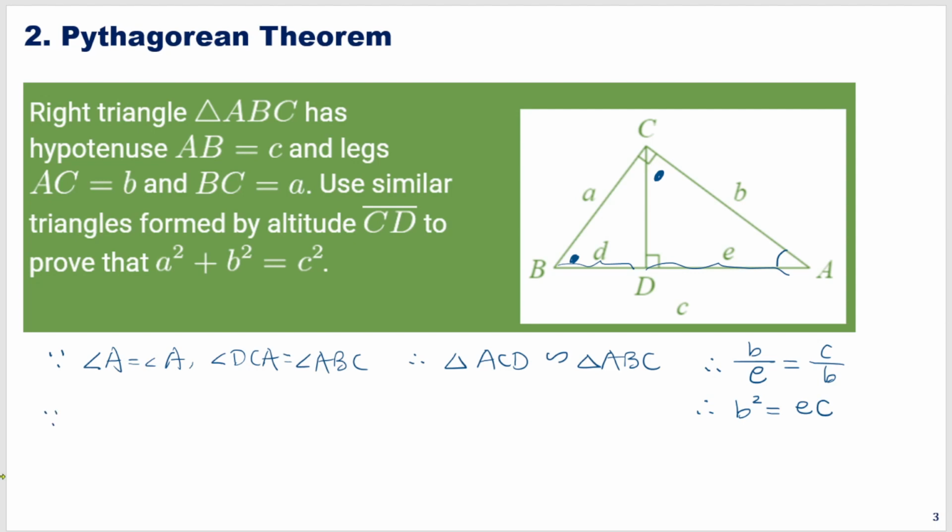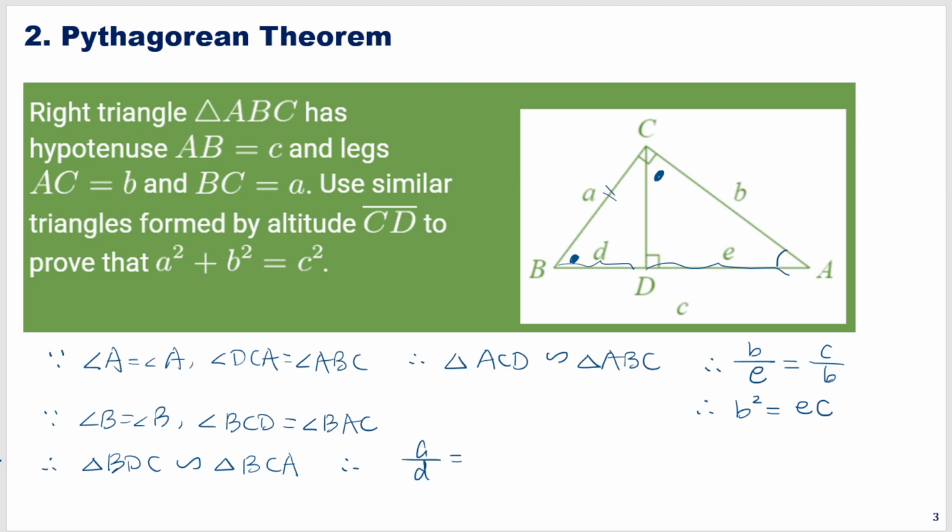And similarly, we can show that because angle B equals angle B and angle BCD equals angle BAC, we have triangle BDC is similar to triangle BCA, right? Therefore, corresponding sides are proportional. So A over D, A is here, over D should equal C over A, right? And this gives us A squared equals CD, right?